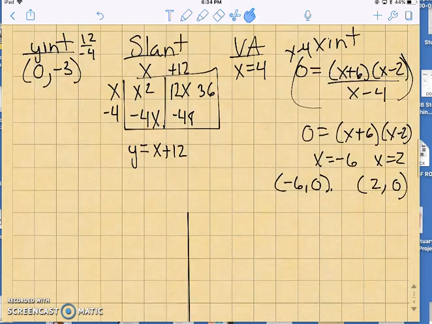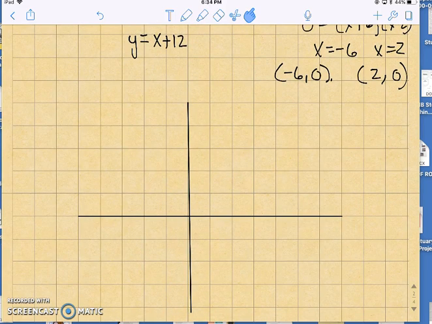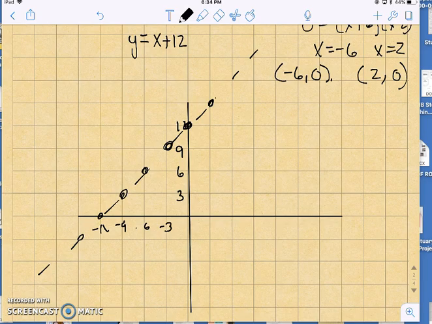So this slant is x plus 12. So I'm going to count this by, I might even count it by 3s. 3, 6, 9, 12, 3, negative 6, negative 9, negative 12. So our y-intercept's 12, down 1, over 1. So we need a positive slope. So it's kind of weird. I haven't graphed one of these before. So it runs along that line.